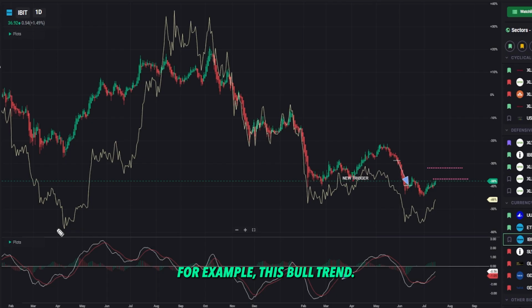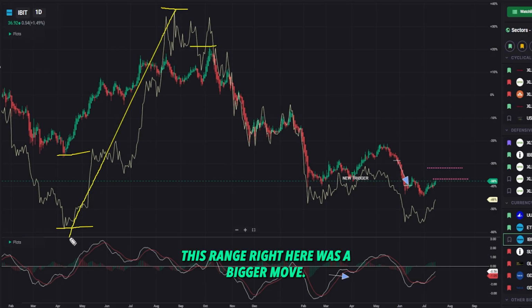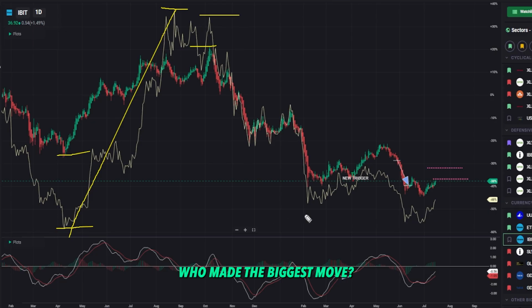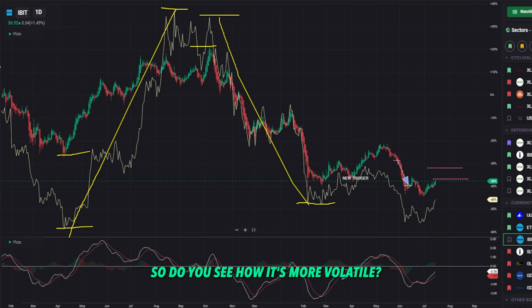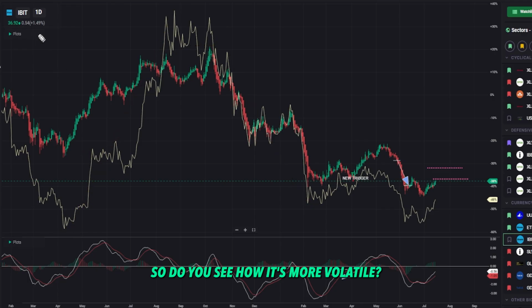Okay, for example, this bull trend, who made the biggest move? This range right here was a bigger move. The bear trend, who made the biggest move? This range. So you see how it's more volatile? It covers more ground. Which one? The line.